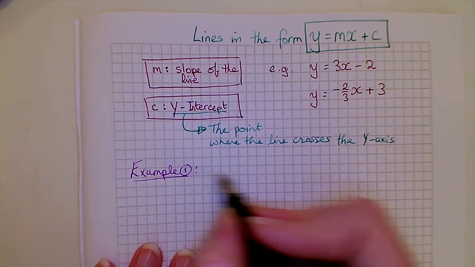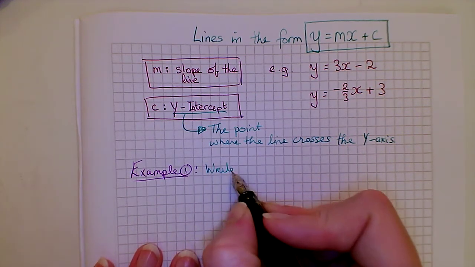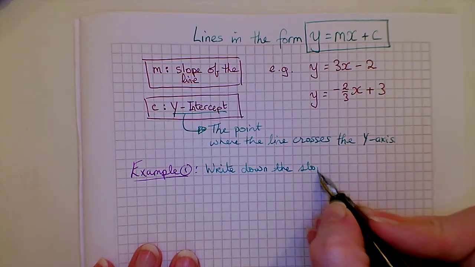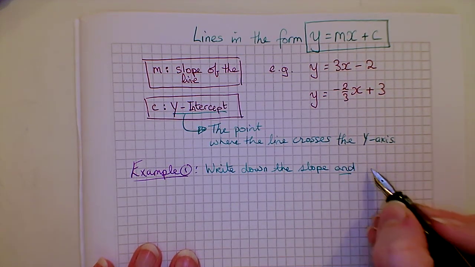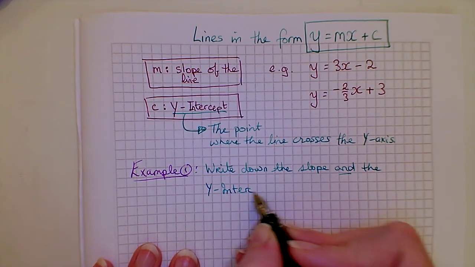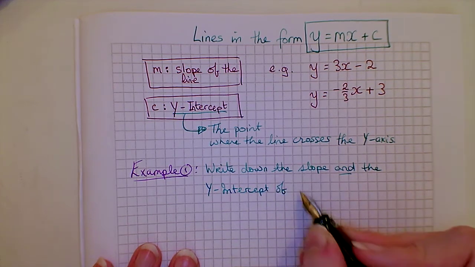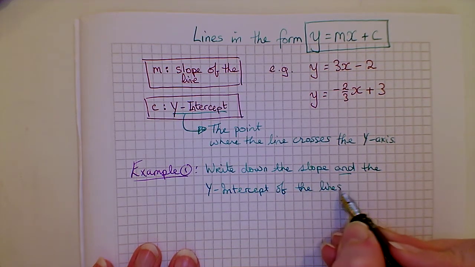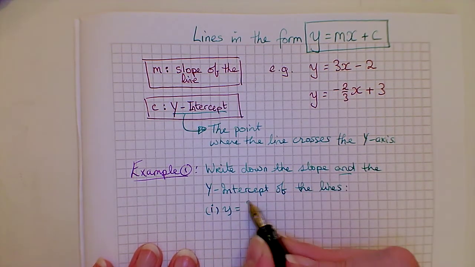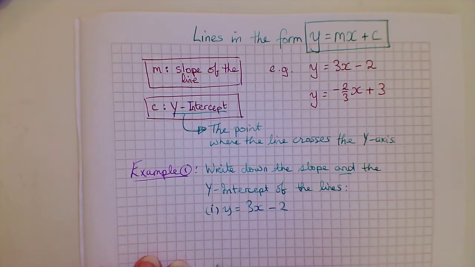So for the first example, write down the slope and the y-intercept of the lines. I'm going to use the two that we have up there: y = 3x - 2 and y = -2/3 x + 3.